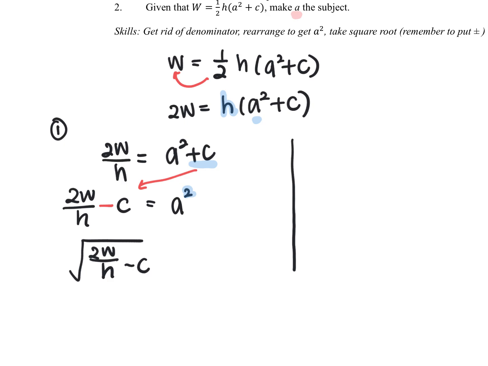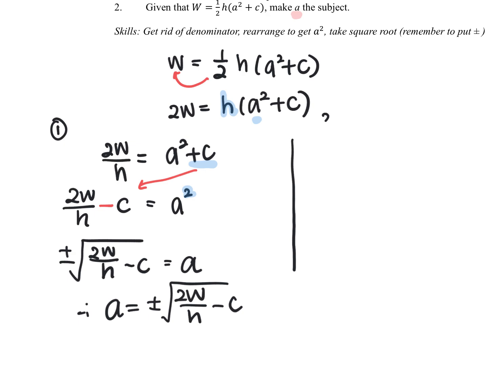must remember to put a lock and a key. So you must put a plus or minus. There are always 2 answers for taking square root. So in this case, a equals to plus or minus square root 2w over h minus c. Okay, that's the method number 1.